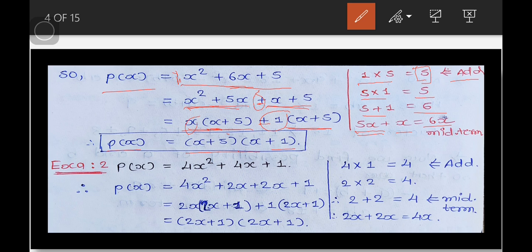Now let me explain with more examples. Example number 2. Here given p of x is equal to 4x square plus 4x plus 1. In the first example there was no coefficient of x square, but here 4 is given as the coefficient of x square. So here a is 4 and c is 1. We multiply a and c, and we get 4 ones are 4, and here you can see that 4 is positive, so we do addition of factors of 4.